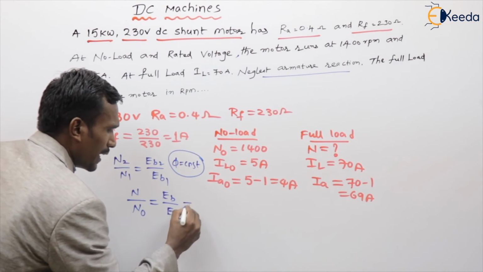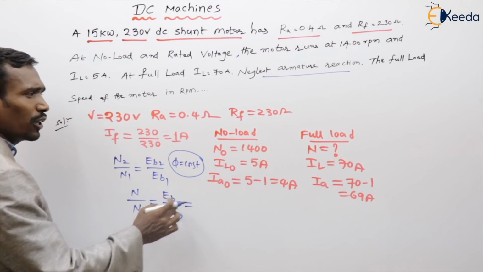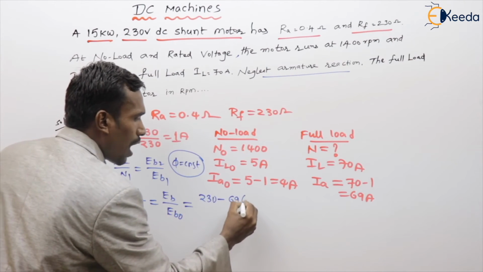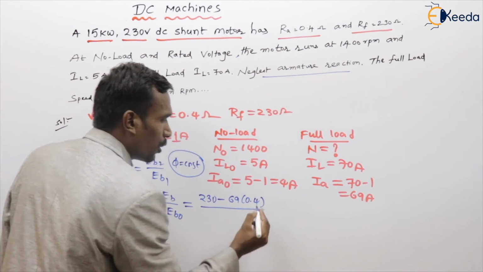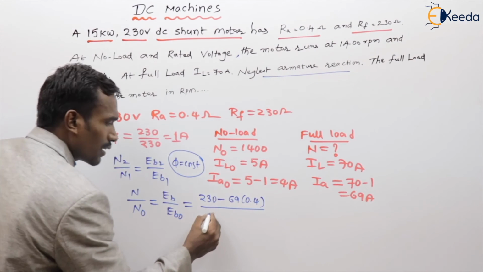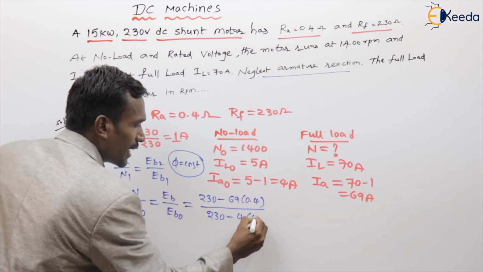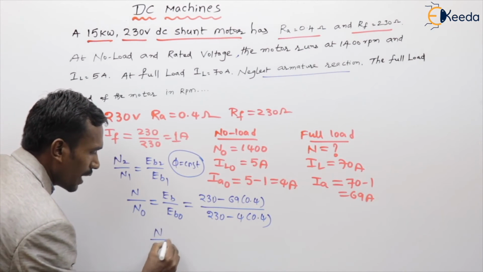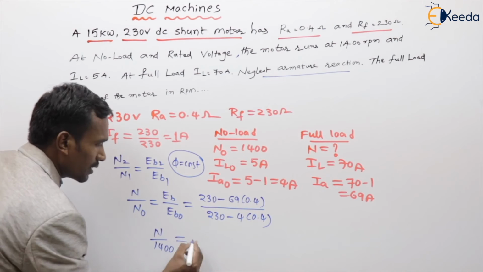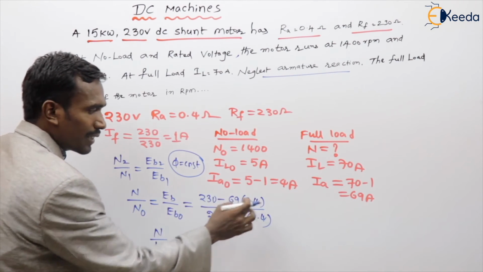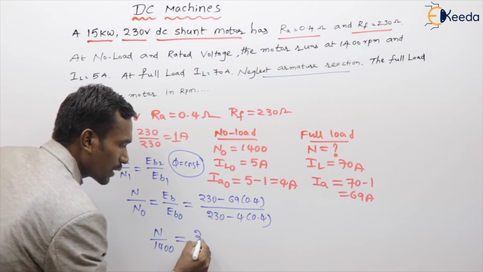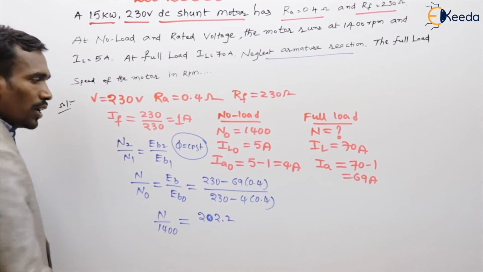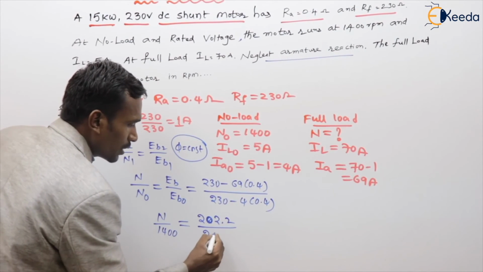Tell me, what is EB at full load? At full load, it is V minus IA into RA. RA they given 0.4. And the next one, V minus IA into RA, this is the EB naught. Then the speed at full load by 1400 is equal to 230 minus this value. How much do you get? If you calculate this value, you can get 202.2.